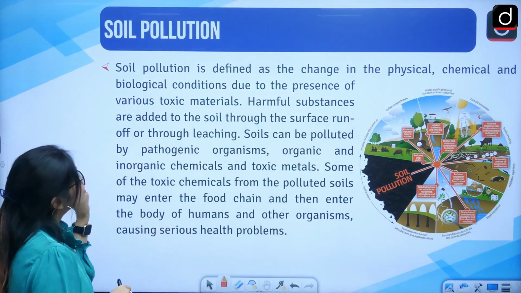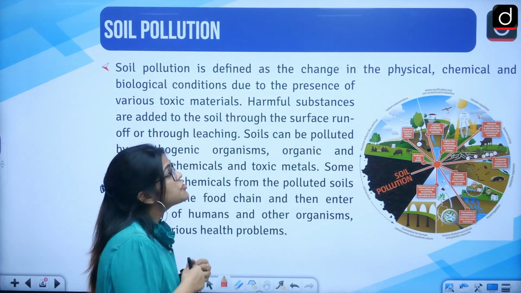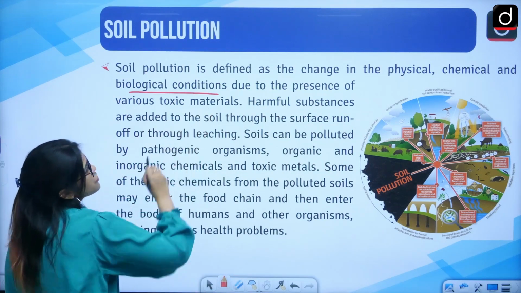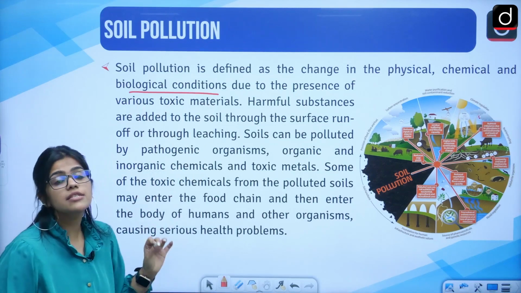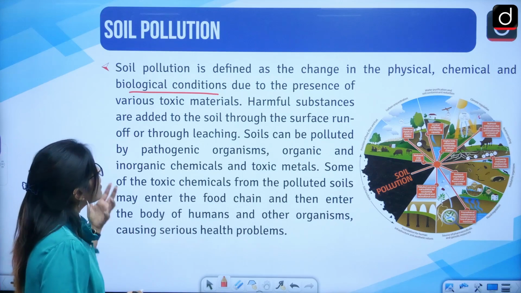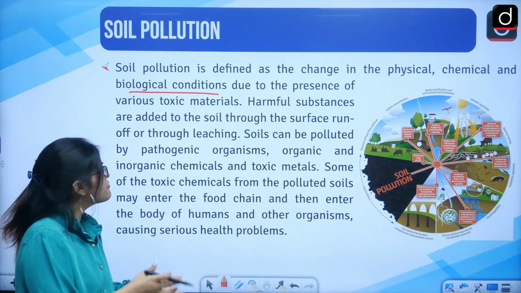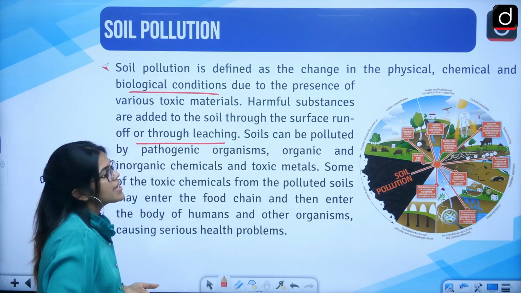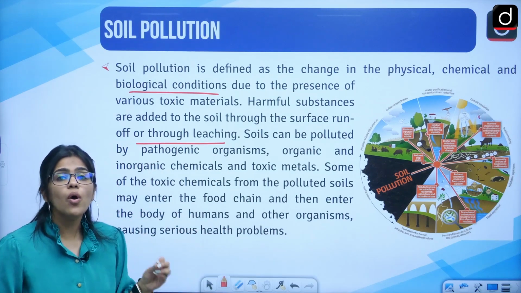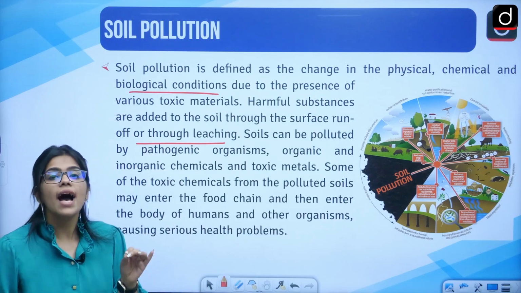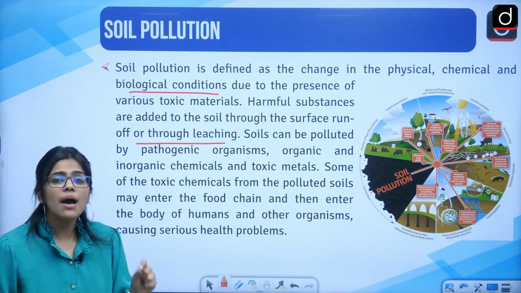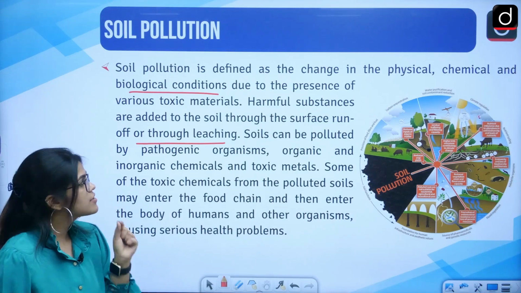Let us read. Soil pollution is defined as the change in any physical, chemical or biological condition due to the presence of various toxic materials in the soil. Harmful substances are added to the soil through surface runoff or through leaching, etc. And this can cause a problem, or you can say that the soil will lose its own nutrients, and hence it is called soil pollution. So any contamination in the soil is called soil pollution.